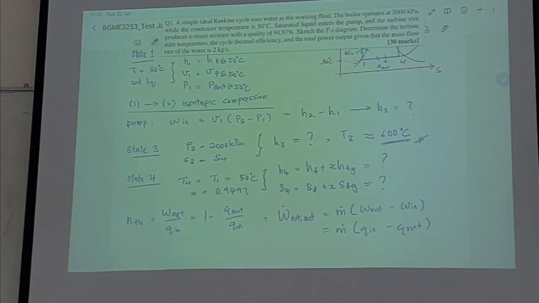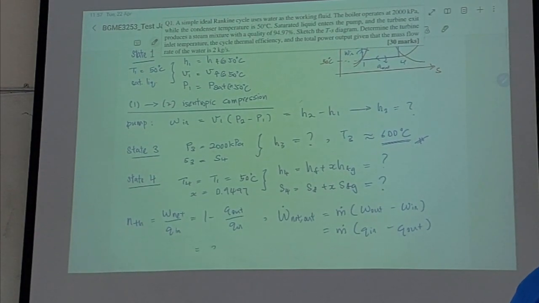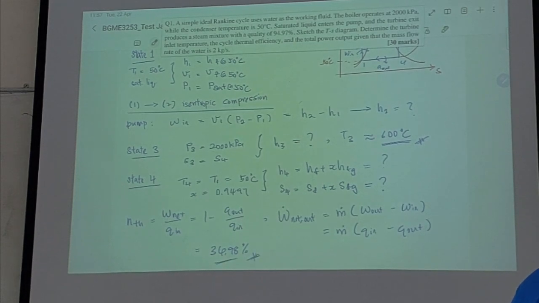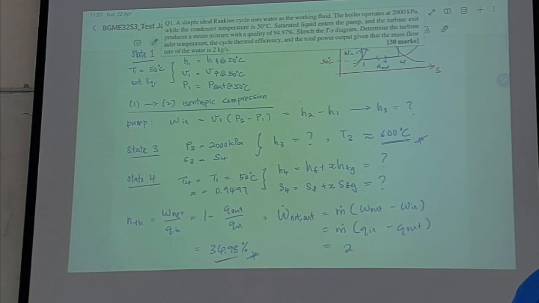So the value here for thermal efficiency should be approximately this value for the device. The net work should be about 2.4 megawatts.